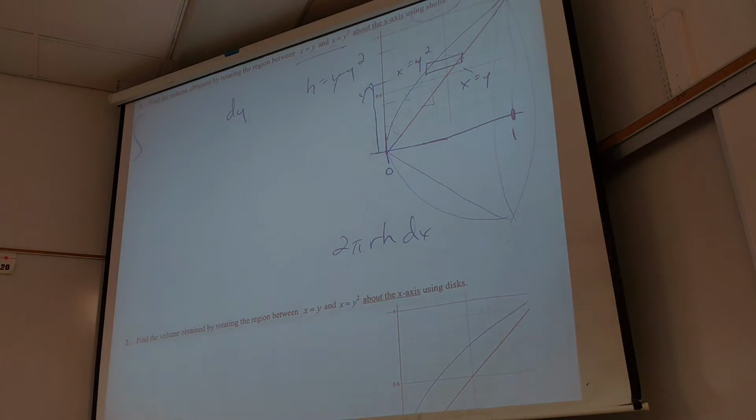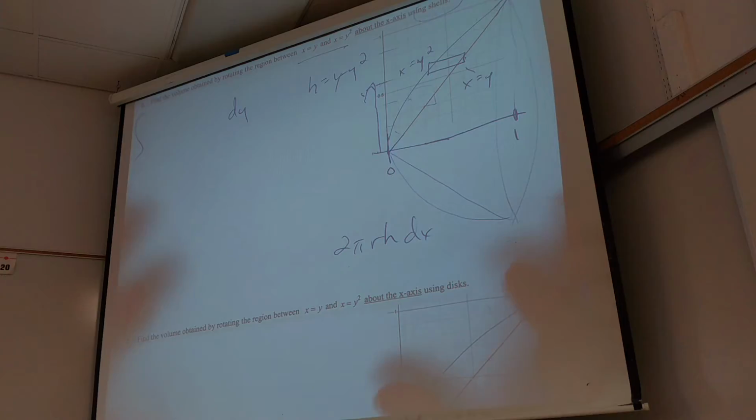To be honest, that always made more sense to me. I just like the shell method better. I'm rotating around the thing, so I should find them this way. Discs are a little weirder than slicing a ham. Personally, it just makes a little more sense to me. And you're like, dude, that's nice for you.